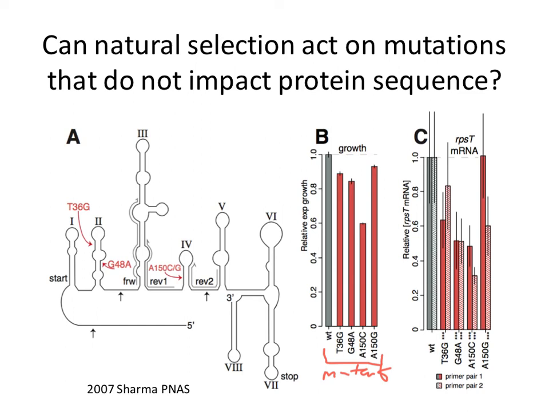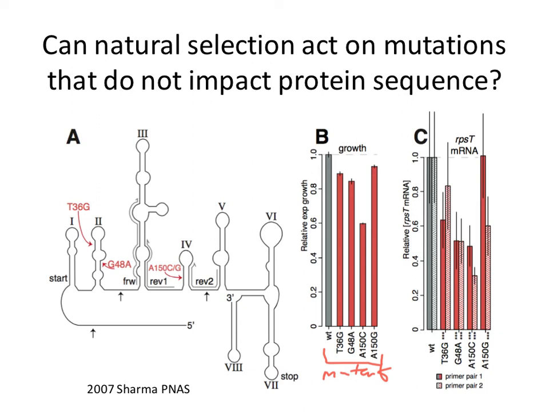And then relative to that, when you measure the growth rate of strains that just have that one mutation, A150C, they have like 60% of normal growth rate. So that one mutation does that. I'm only showing you this to prove, and that's why these authors put this in the paper, to prove that yes, this one mutation by itself does affect the fitness, natural selection, you would think, of these bacteria.